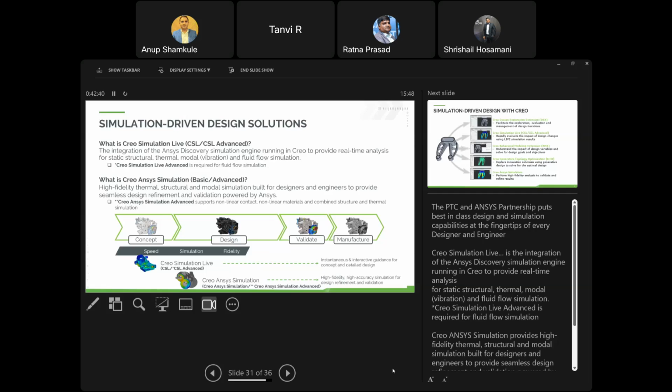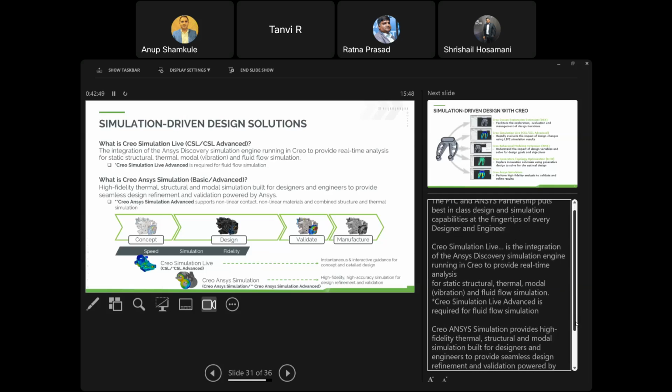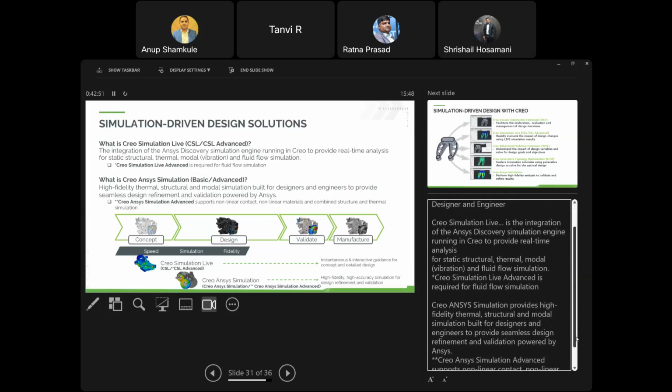Okay, if you look at the PTC and Ansys partnership, this gives you best-in-class design and simulation capabilities for the design engineers as well as the analysts. Creo Simulation Live is the integration of the Ansys Discovery simulation engine running in Creo, providing real-time analysis, whether structural, thermal, modal, vibration, and fluid flow also.